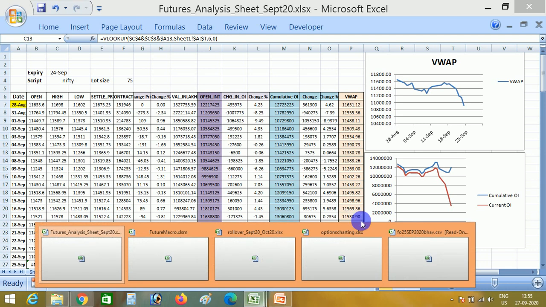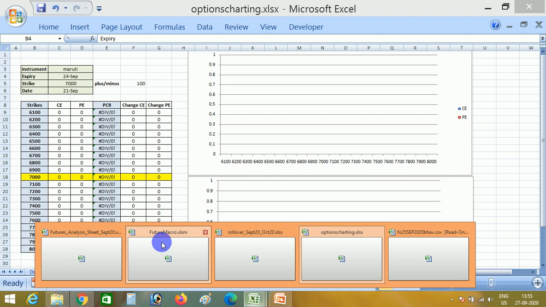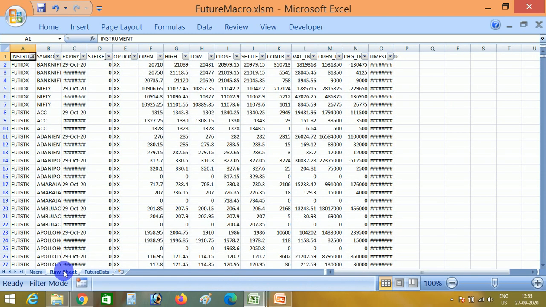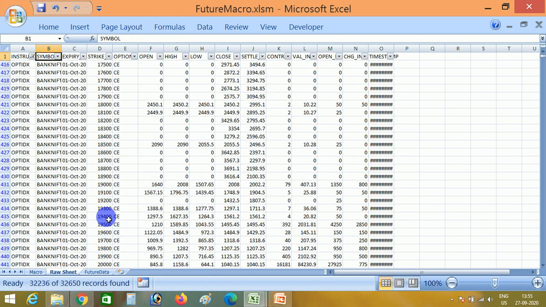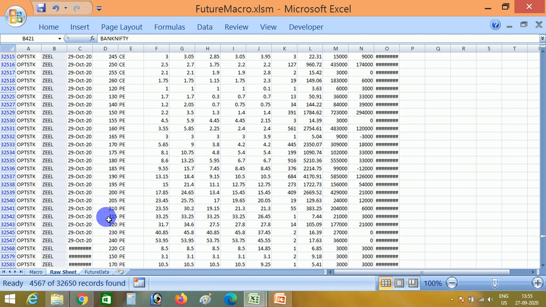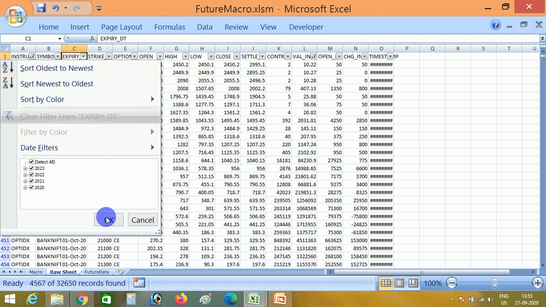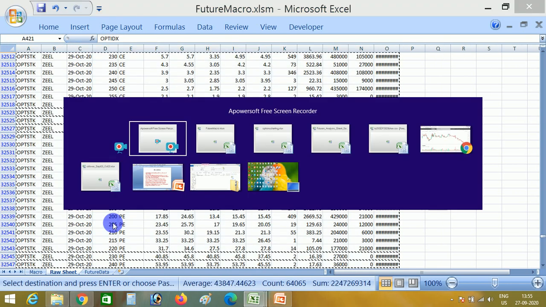The third sheet I would like to share is the option charting sheet. For the option charting sheet, we need to do one more thing. We will come to the raw data sheet. We will select OPT IDX and OPT SDX, and go to the value and deselect 0. So we are having only 4, 5, 6, 7 rows. We can also do one thing, since we don't need much data, we will select October only. This way we have a very small amount of data.